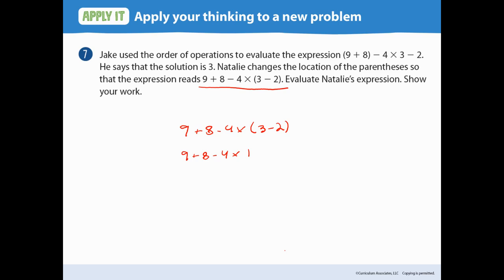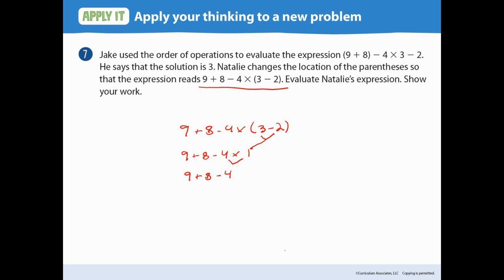Exponents is next, and we don't have exponents, so we're going to do multiplication and division. I only have one multiplication and division problem. That is 4 times 1. So I'm going to do 9 plus 8 minus 4 times 1 is 4. And in case you need to see that, I will show you those.